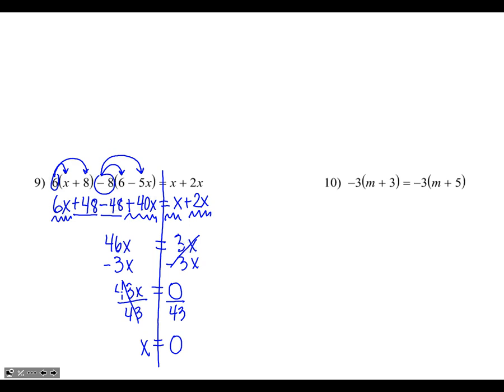Let's see if it works. 6 times 0 plus 8 is 6 times 8. And then negative 8, 6 minus 0 is 6. And that's going to equal 0 plus 0, so 0. 6 times 8 is 48. Negative 8 times 6, negative times positive is negative. 6 times 8 is 48. And 48 minus 48 does indeed equal 0. X does equal 0.